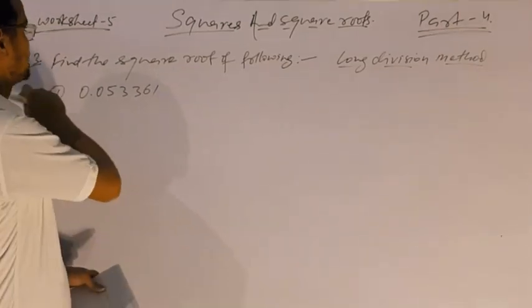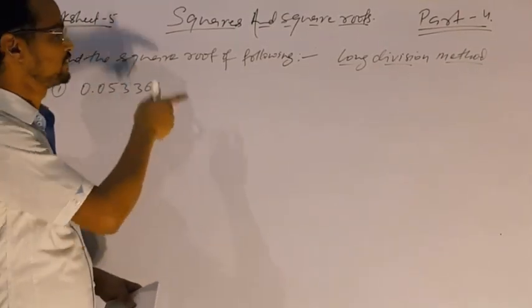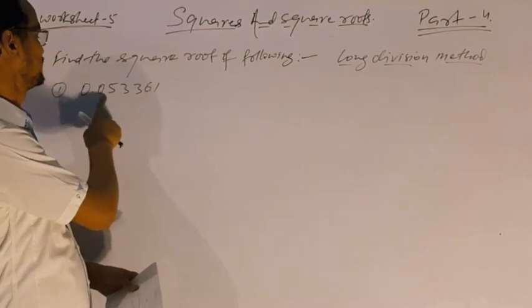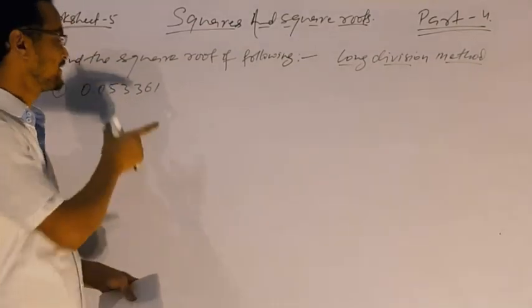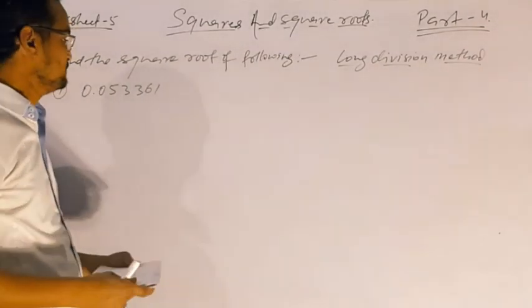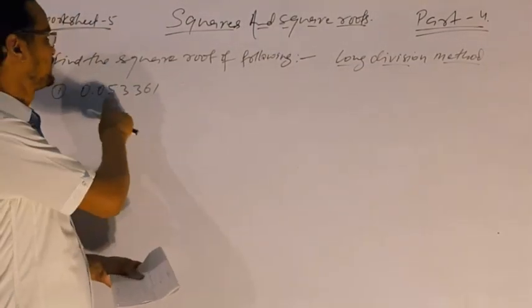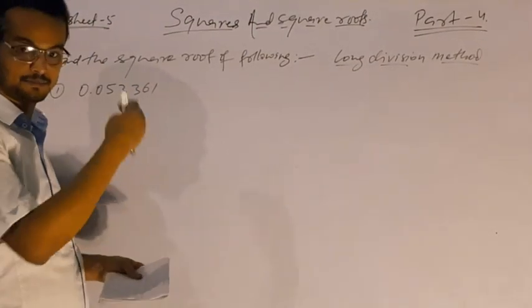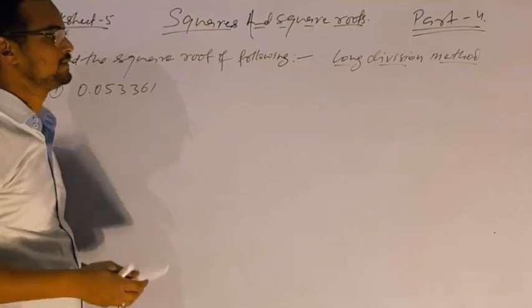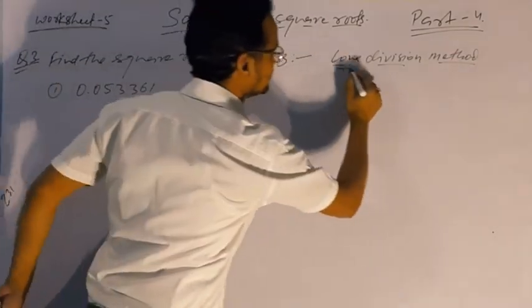Now it is question number 3. We have to find the square root of the following number, 0.53361. It is a larger number. We are unable to remember the square root of that number as in the previous question, then we will use the long division method for this.